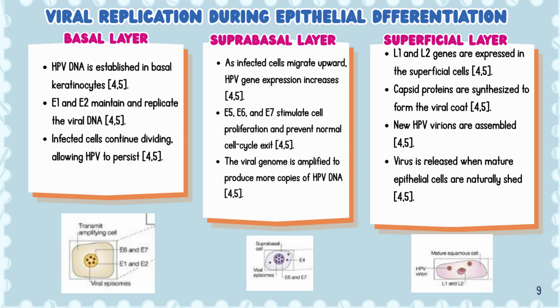The virus produces E5, E6, and E7, which keep the cells dividing and help the virus make more copies of its DNA. When the cells reach the superficial layer, the L1 and L2 genes produce the viral capsid proteins. New HPV particles are formed and are released when the superficial cells are naturally shed.